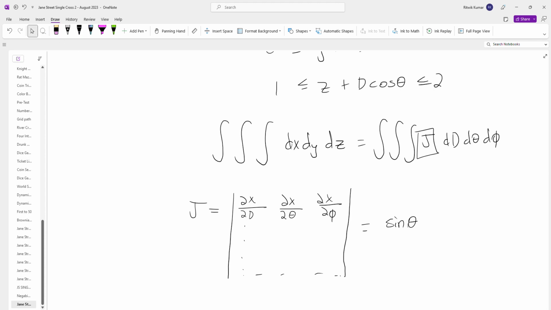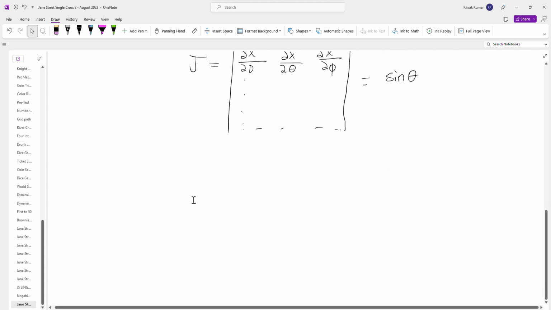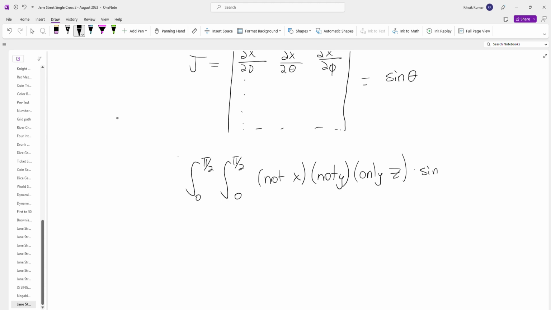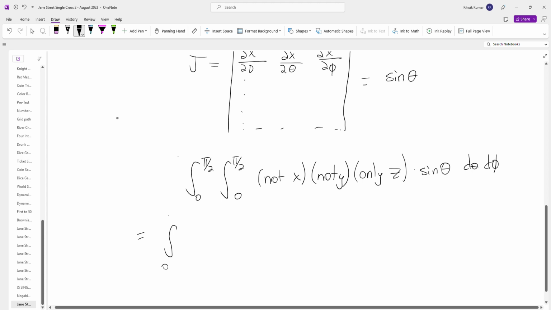Okay, so now we can see the expectation of crossing only one of the planes, specifically the z plane. So how do we do this? We want the integral from pi over 2 to 0 of not x, not y, only z, times the Jacobian, which is sine theta, d theta, d phi. So how do we do this? We get 0, pi by 2, pi by 2, pi 0.